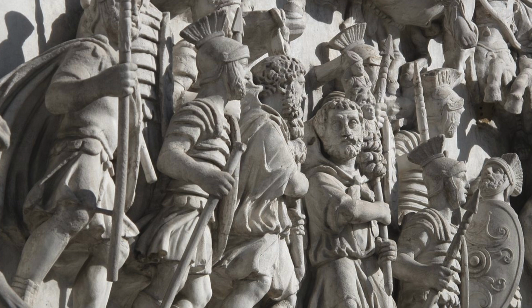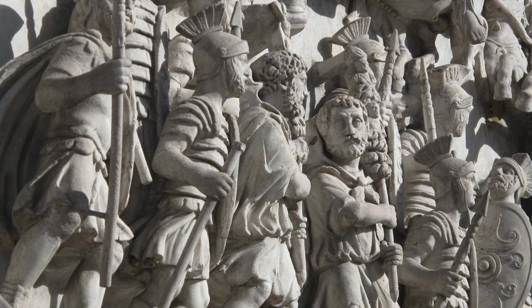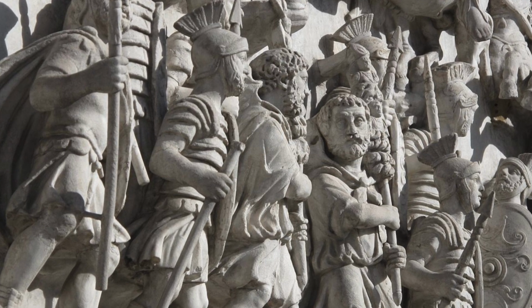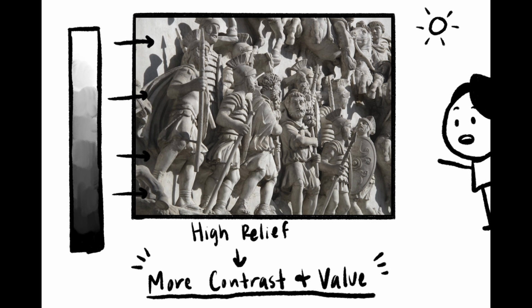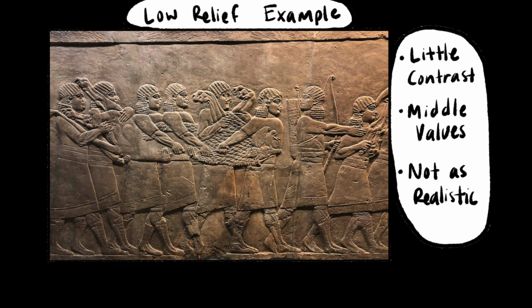Because of the high relief, we can see the stark contrast of the lights and darks of the piece. Looking here, the shadows are dark and wherever the light hits the sculpture is the lightest. This creates a wide variety of value within the piece. If this column was low relief, there would be little contrast, mostly middle values and not as realistic.